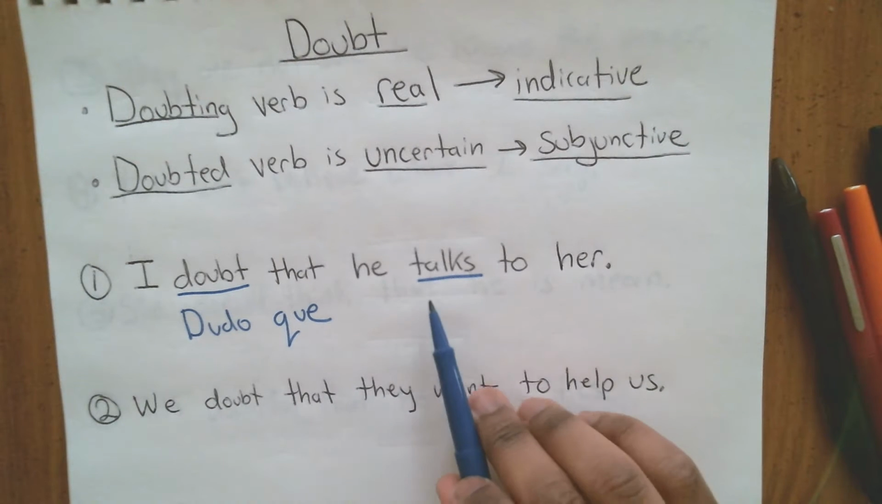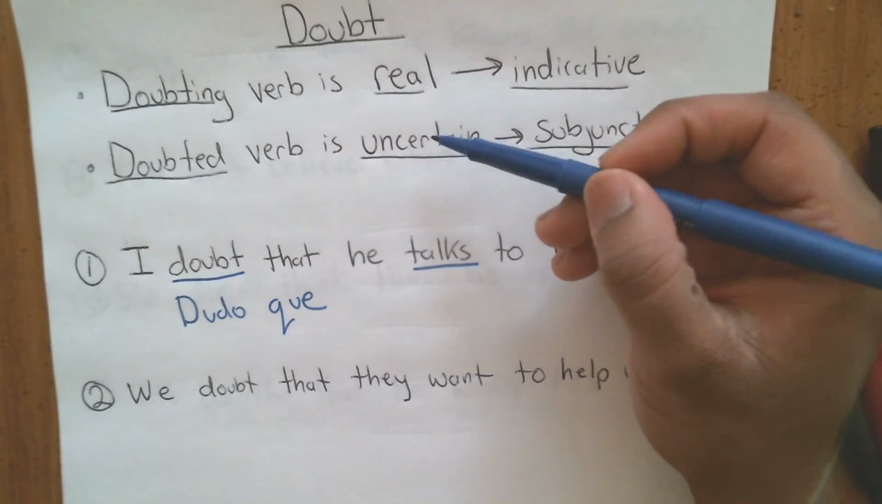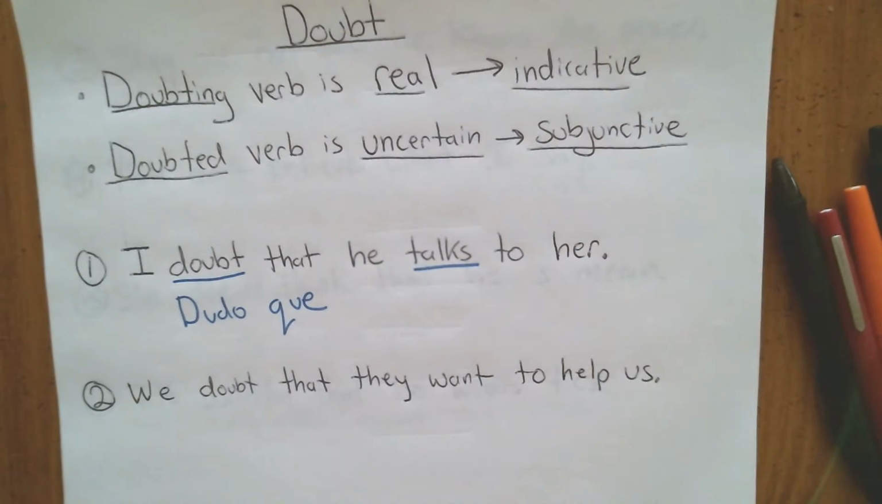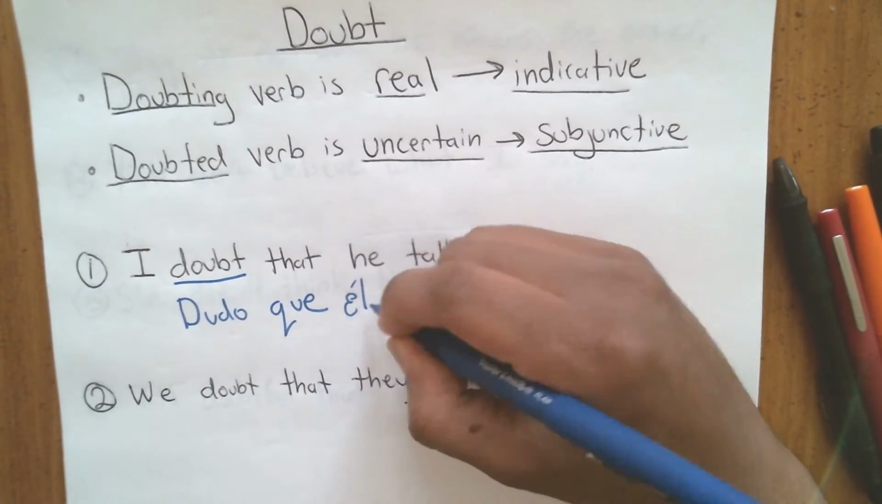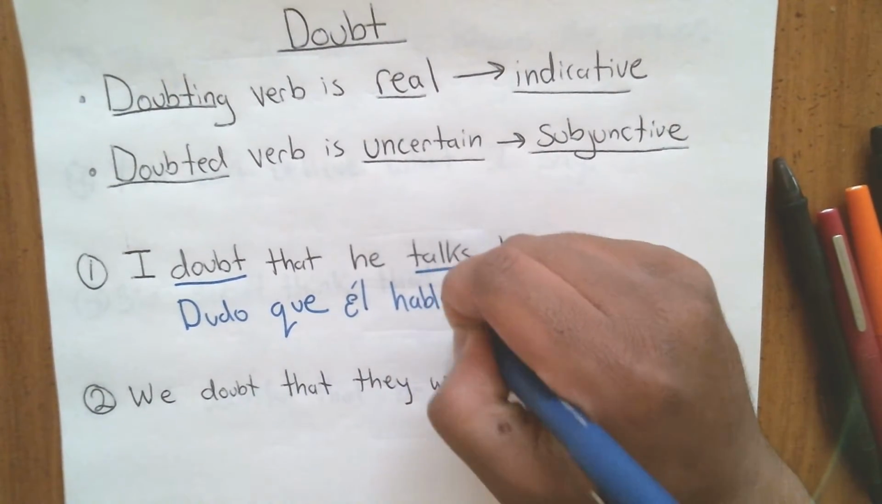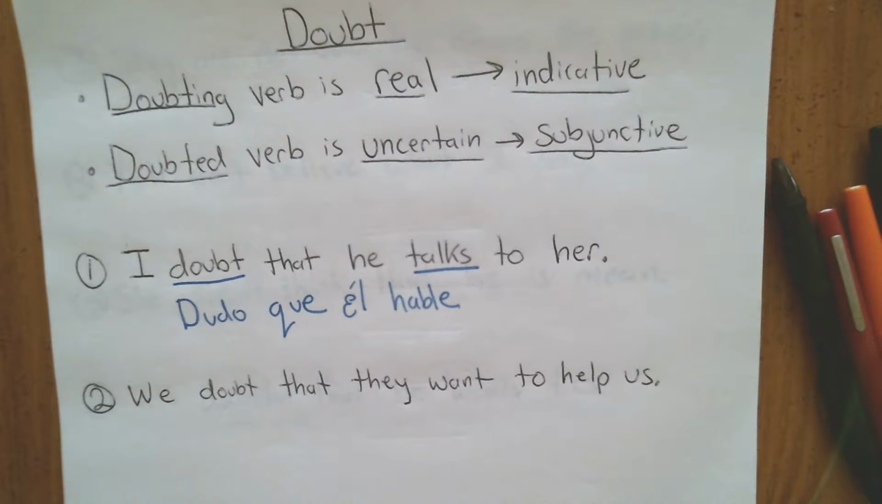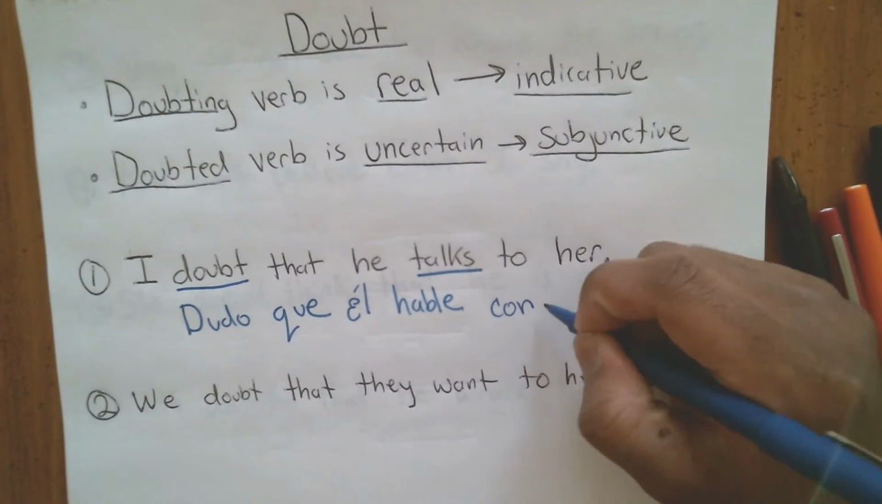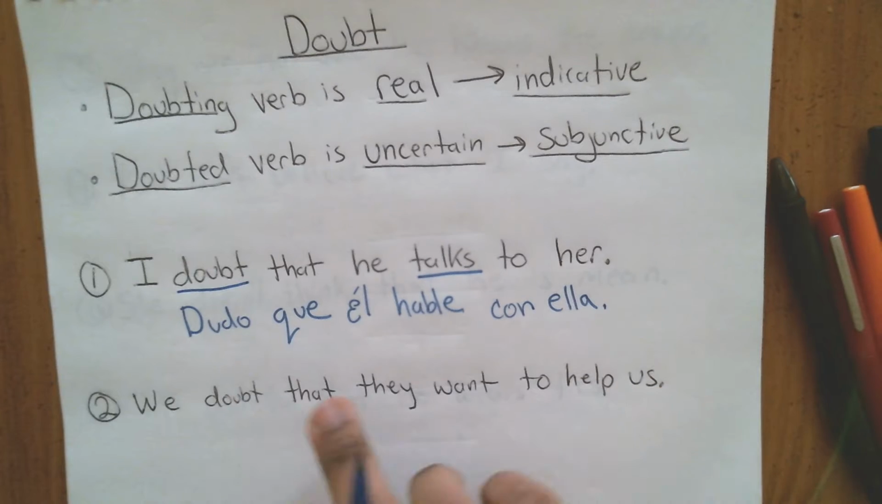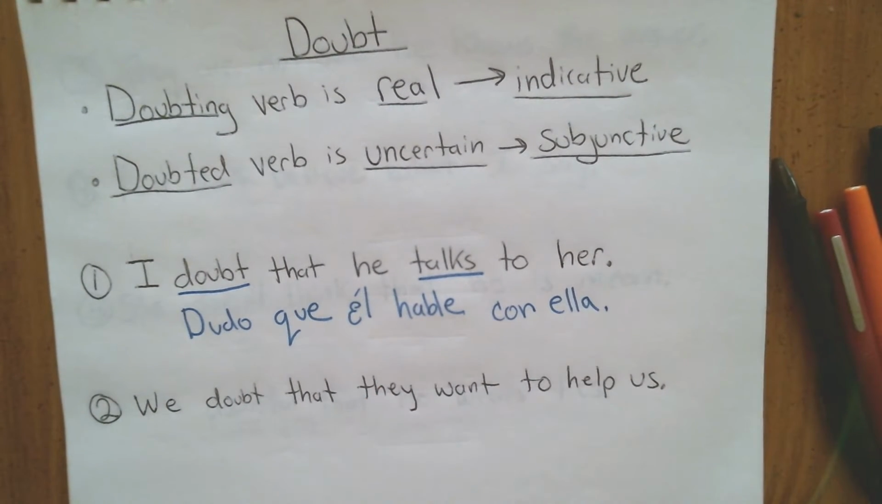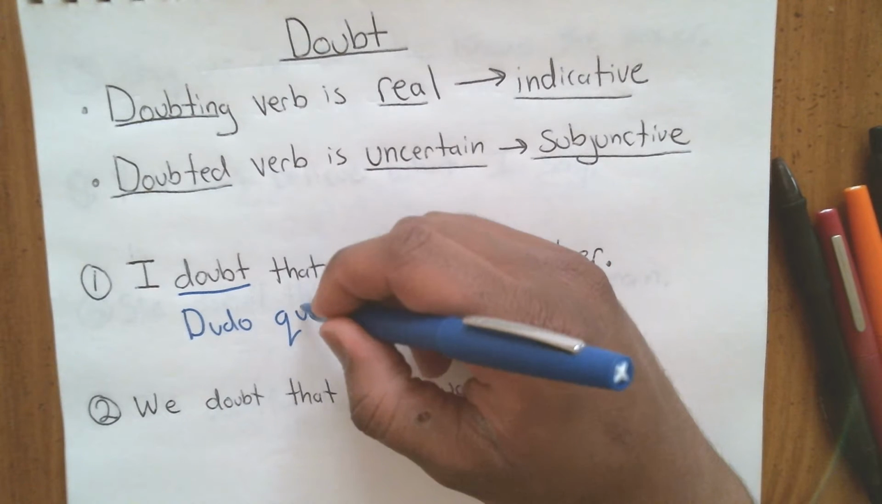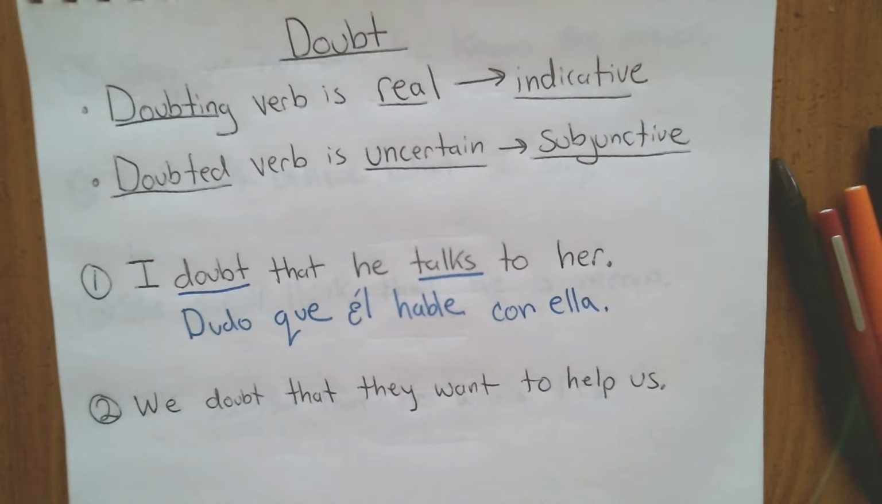So because this verb is being doubted, it's in the realm of uncertain. That's why you use the subjunctive. You would just say, dudo que él hable, not habla. You would conjugate hable con ella. Okay? I doubt that he speaks with her or that he talks to her. Dudo que él hable con ella. And remember, you still have this que here for that. It's very important.